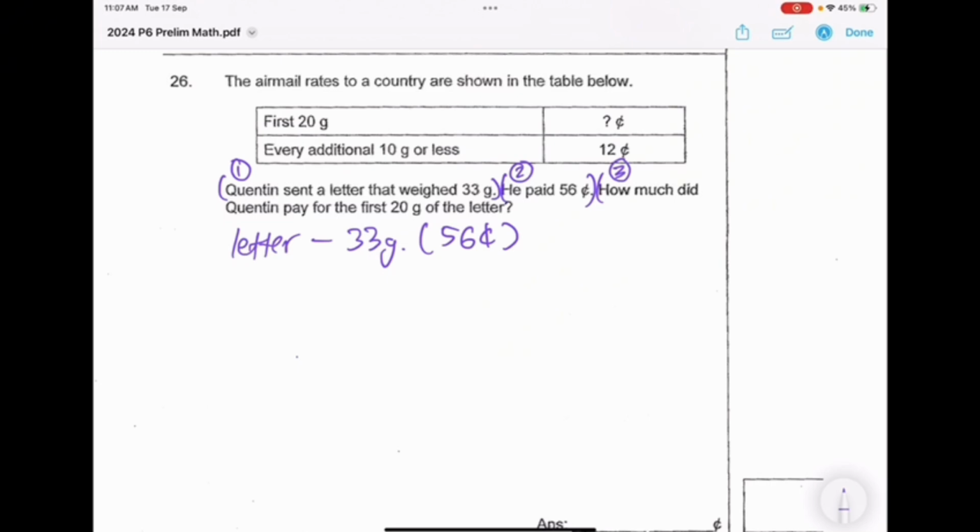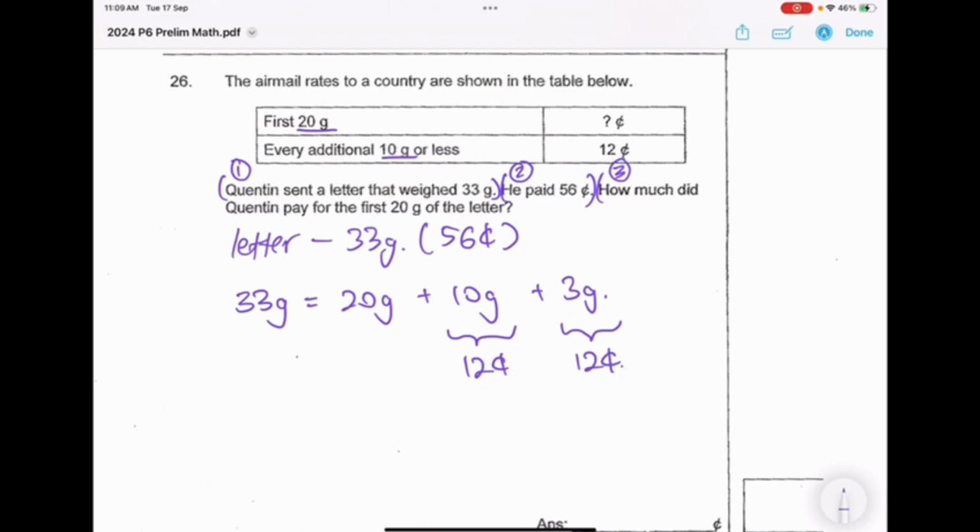Alright, so 33 grams. First, I want to split this 33 grams into the first 20 grams and 10 grams or less thereafter. Alright, so I have 33 grams. What I want to do is to just break it up. 33 grams. I want to split it up into 20 grams, 10 grams, and lastly 3 grams. The information from the table tells me that every additional 10 gram or less thereafter from the first 20 grams is an additional 12 cents.